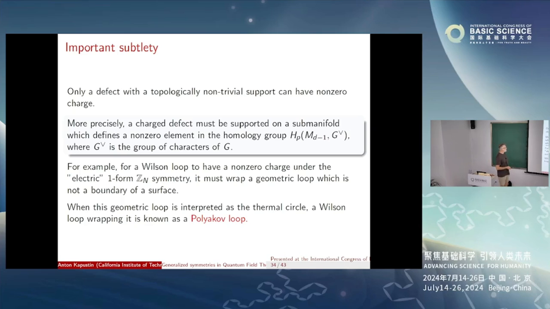Now, one important subtlety is that only a defect with topologically non-trivial support can have non-zero charge. More precisely, if you have a charged defect, it must be supported on a manifold which defines a non-zero element in the homology group of your spatial manifold. For example, if you have a Wilson loop, then to have non-zero charge under the electric one-form symmetry, strictly speaking, it must wrap a geometric loop which is not the boundary of a surface. In particular, when the loop wraps a thermal circle, you call it a Polyakov loop. In that way, the notion of one-form symmetry is related to the center symmetry familiar from Yang-Mills theory.